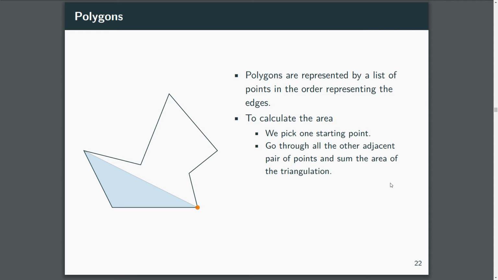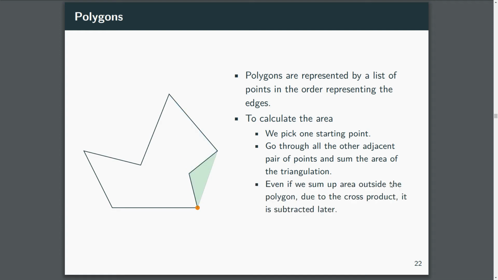And we sum the area of this triangle. Then we move on to the next pair of adjacent points. We sum the area of this triangle. And the next one. And the next one. Here you see we're overshooting. We're taking some area that's outside our polygon. However, this will be fixed in the next iteration, because then our angle is turned the other way around. Remember, the cross product returns a negative or a positive value. So we subtract what we added in excess.